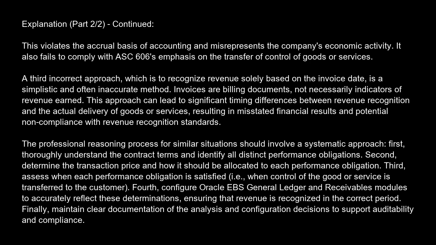The professional reasoning process for similar situations should involve a systematic approach. First, thoroughly understand the contract terms and identify all distinct performance obligations. Second, determine the transaction price and how it should be allocated to each performance obligation. Third, assess when each performance obligation is satisfied, i.e., when control of the good or service is transferred to the customer. Fourth, configure Oracle EBS General Ledger and Receivables modules to accurately reflect these determinations, ensuring that revenue is recognized in the correct period. Finally, maintain clear documentation of the analysis and configuration decisions to support auditability and compliance.